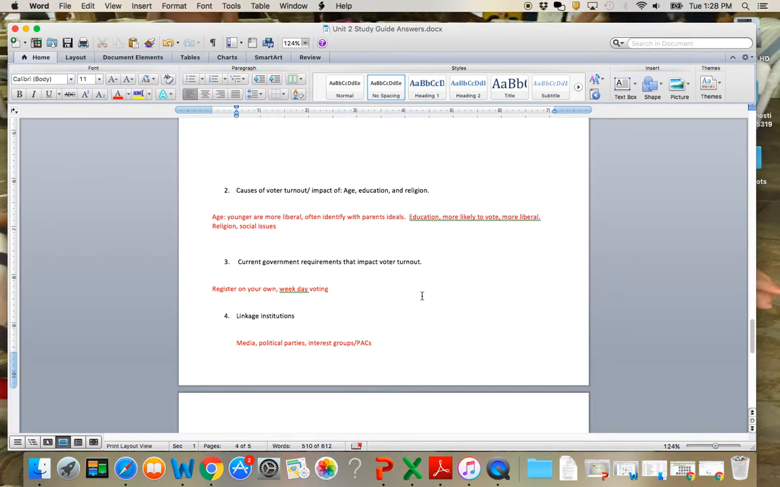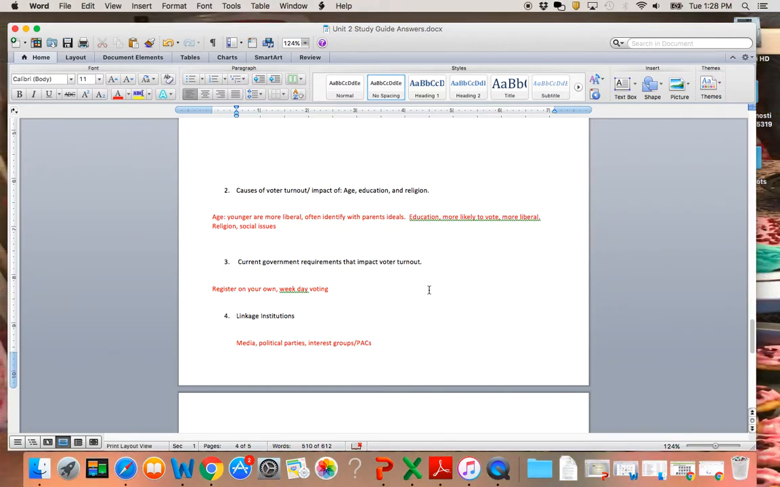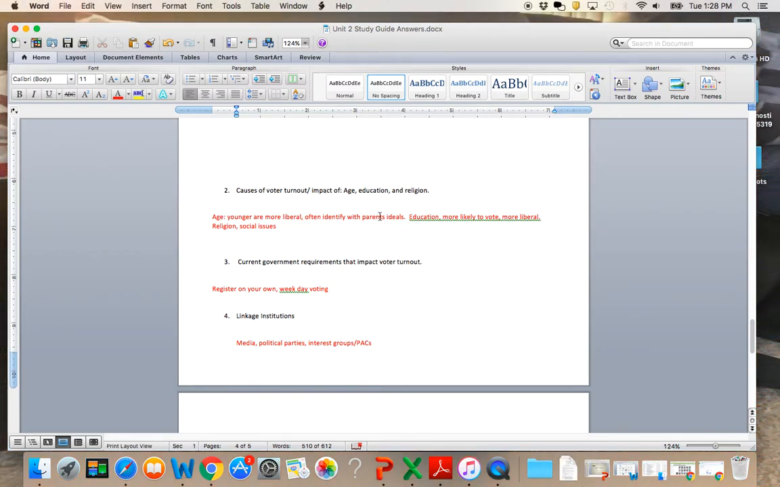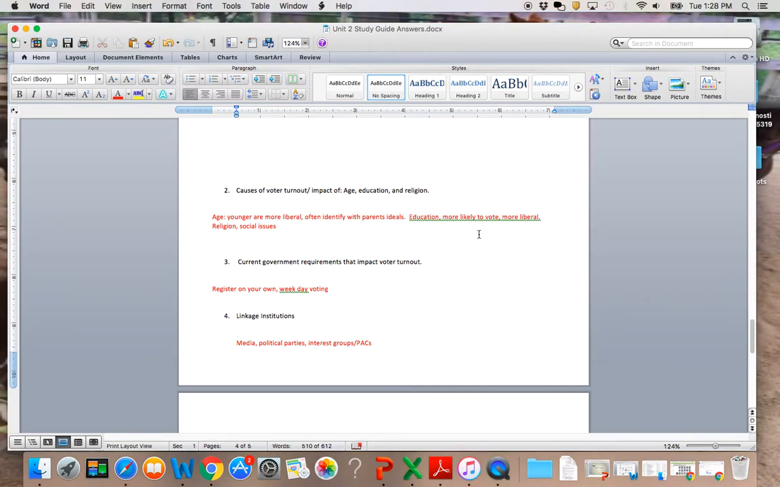Causes of voter turnout: age can have an impact. Younger people tend to be more liberal. However, a lot of times younger people are harder to get out, that 18 to 24 range. Also, age and voter turnout: their identity is closer to their parents. Education: the more education you have, the more likely you are to participate in the process. And then religion: if there's a hot topic on a social issue, that will get people to come out and vote.